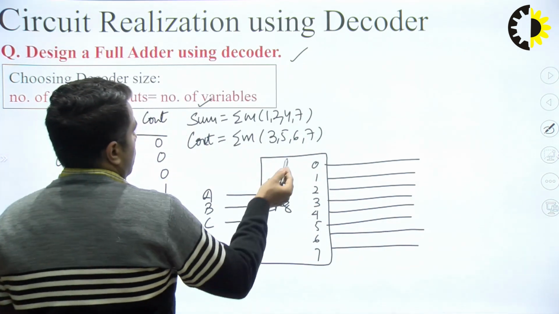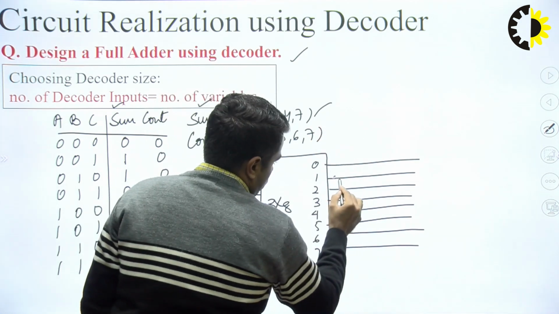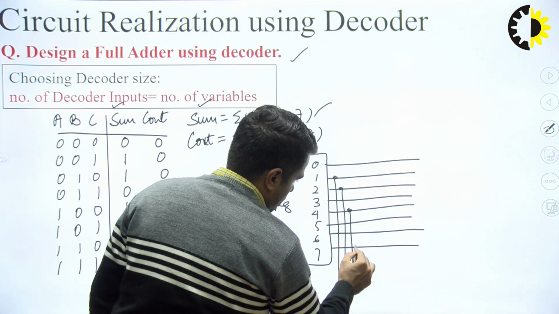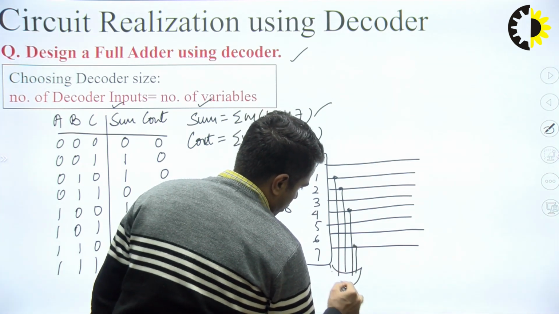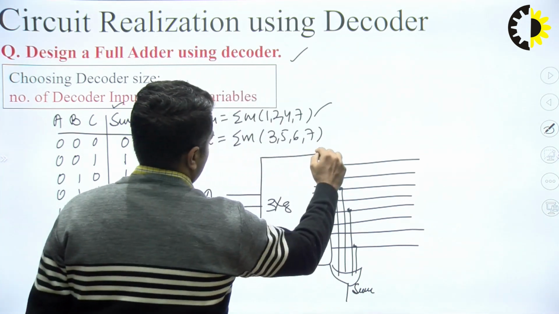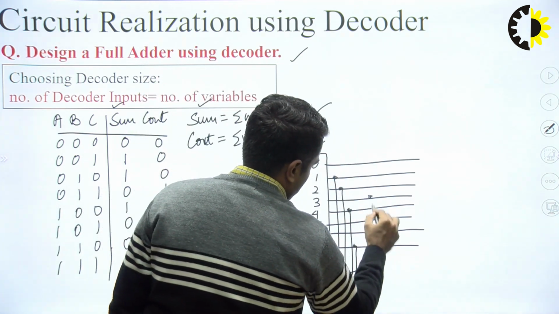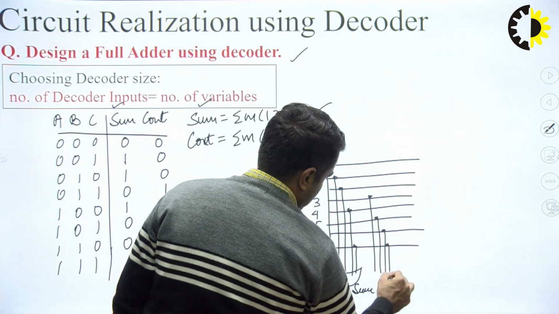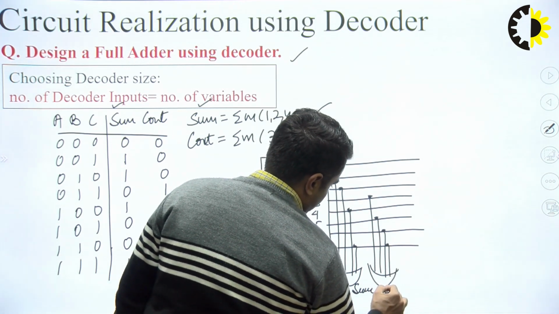Okay. And 1, 2, 4, 7. This is 1, this is 2, this is 4 and this is 7. So these 4 things will be added to generate sum, and similarly 3, 5, 6, 7. This is 3, this is 5, this is 6 and this is 7. So these 4 things will be added to generate C out.